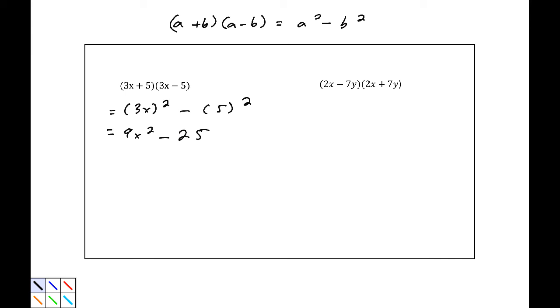Next example I have is 2x minus 7y multiplied by the quantity 2x plus 7y. So I have 2x minus 7y and 2x plus 7y. There's the emphasis: those two are conjugates, which means we can apply this formula. So I will have 2x quantity squared minus 7y quantity squared, which will be 4x squared minus 49y squared.